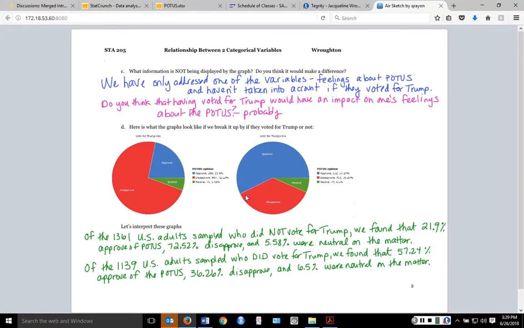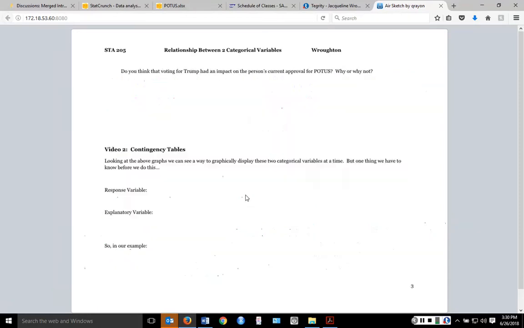So when I look at these plots, this is what it means to look at two categorical variables. So what type of question would I look for with two categorical variables? So here's my question that uses both variables. Do you think that voting for Trump, our first variable, has an impact on the person's current approval for the president? So that's my question, right? I'm using both variables. Did you vote for Trump? And do you approve of the president?